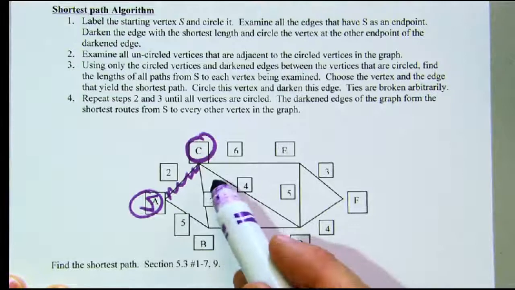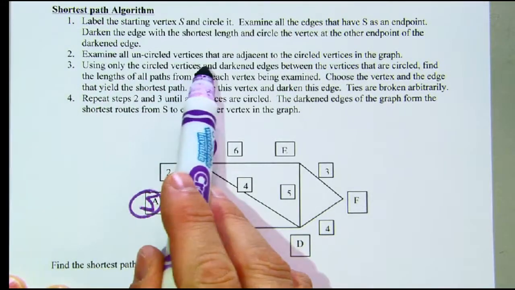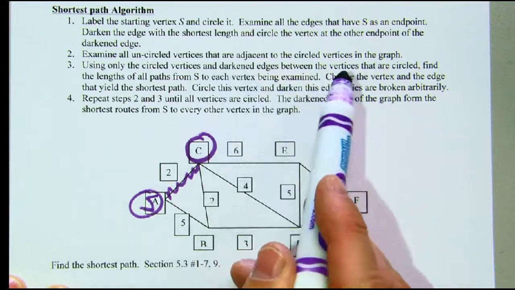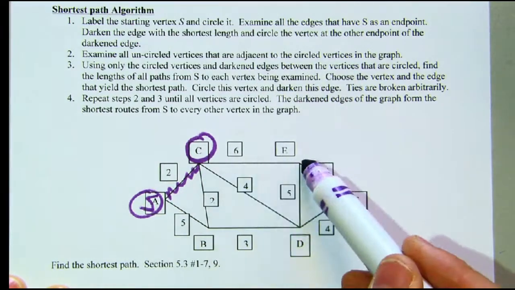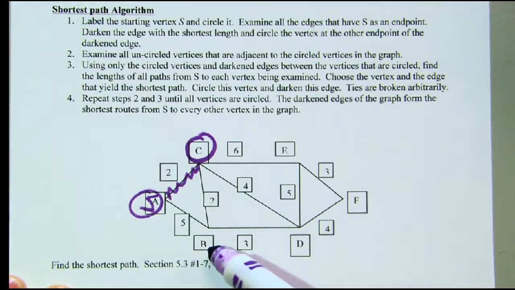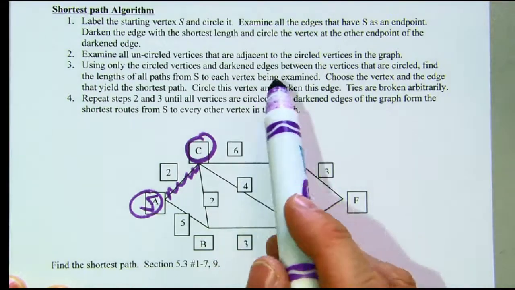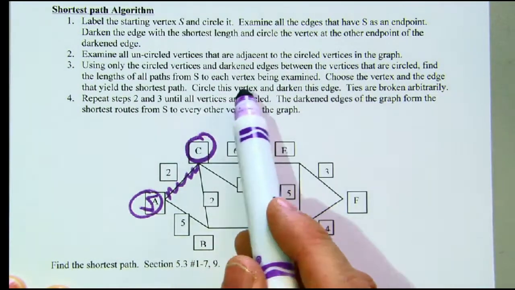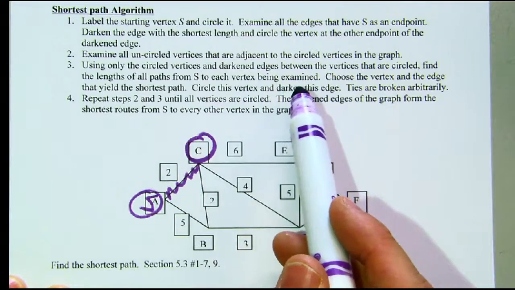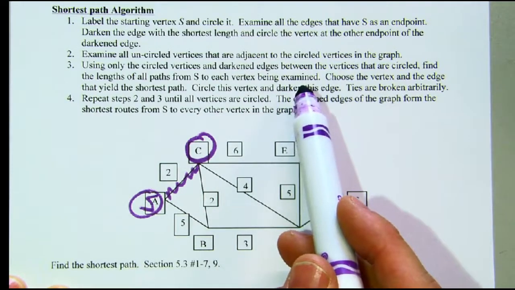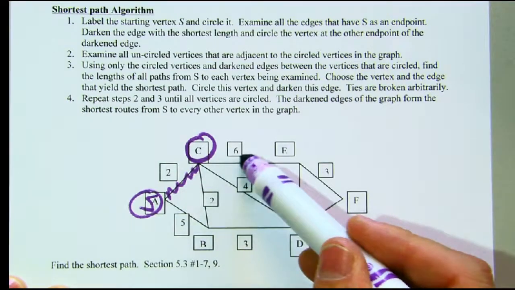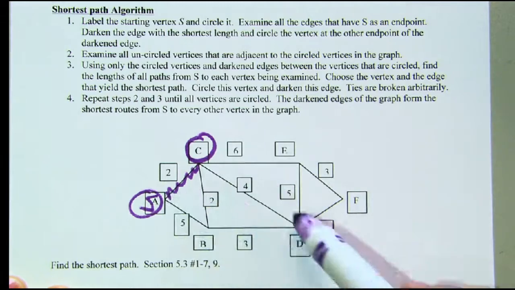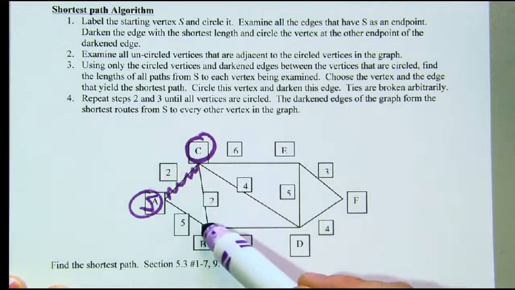Now what we do is we examine all vertices that are adjacent to the circled vertices in the graph. So I'm going to look at E, I'm going to look at D, I'm going to look at B. Those would be the 3 that I'm connected to. It says using only the circled vertices and darkened edges, find the lengths of all paths from S to each vertex being examined. So in other words, I'm going to go here to get to E, here to get to D, and here to get to B.